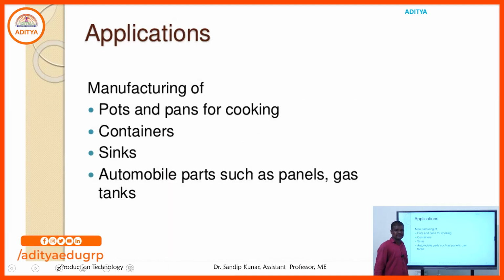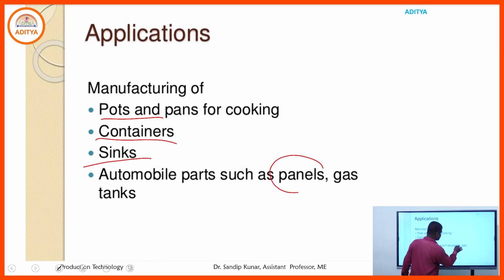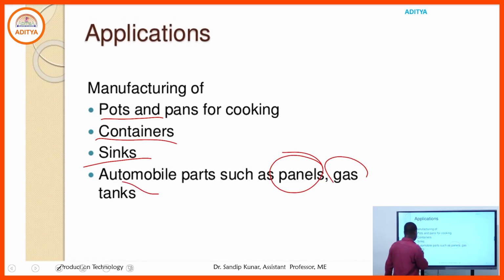What are the applications of the deep drawing process? Here we produce pots and pans for cooking, that will be used for cooking purposes. Another containers, sinks, and different automobile parts, such as panels and gas tanks, will be produced by the deep drawing process.